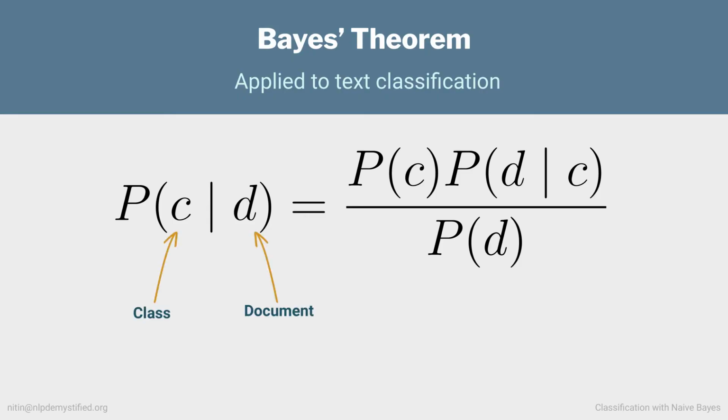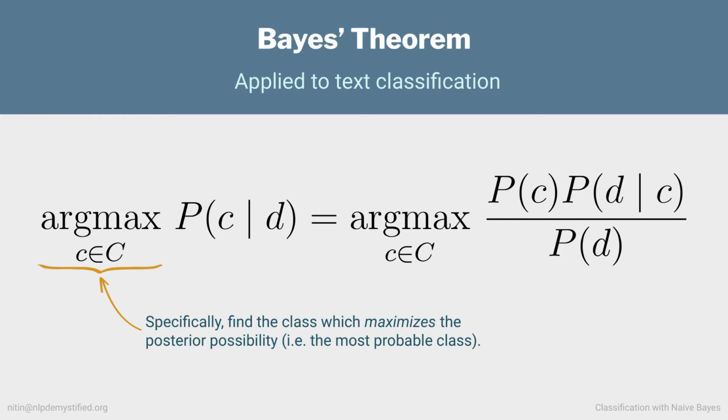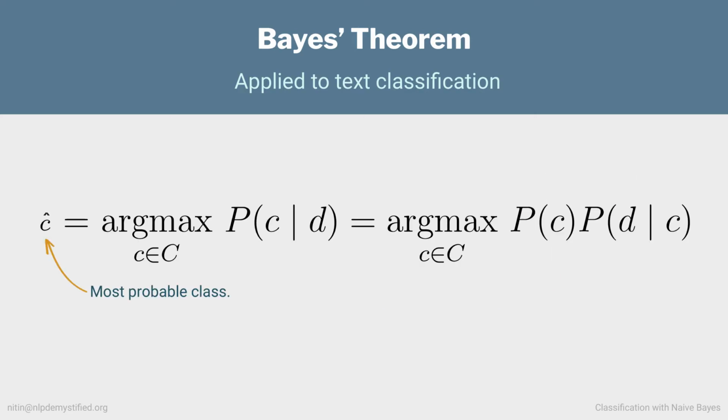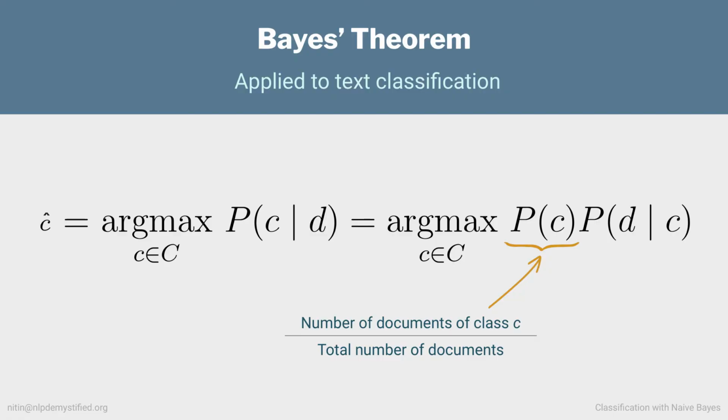In this example, we want the probability of a certain class given a document. Specifically, we're more interested in which class is the most probable. So what we want is the class among the set of possible classes which maximizes this probability. In addition, because the document is static in our calculations and we care only about knowing which class is the most probable, we can eliminate the normalizing constant. What we're left with then is this, where C hat is the most probable class. Calculating the prior is straightforward.